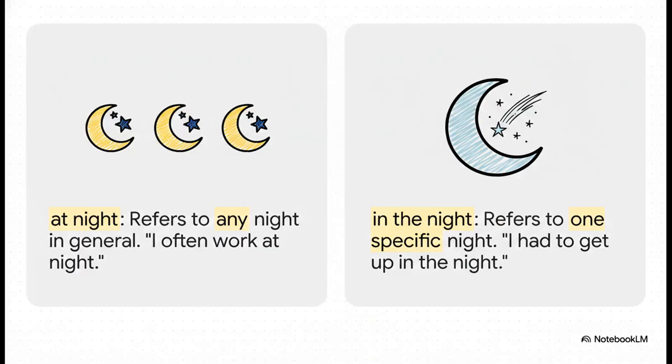Now here is a really subtle but super important one. We usually use at night when we're talking about any night in general. For example, I often work at night. But if you're talking about something that happened during one specific night, you should use in the night. Like, I heard a strange noise in the night. It's a tiny little change, but it carries a different meaning.